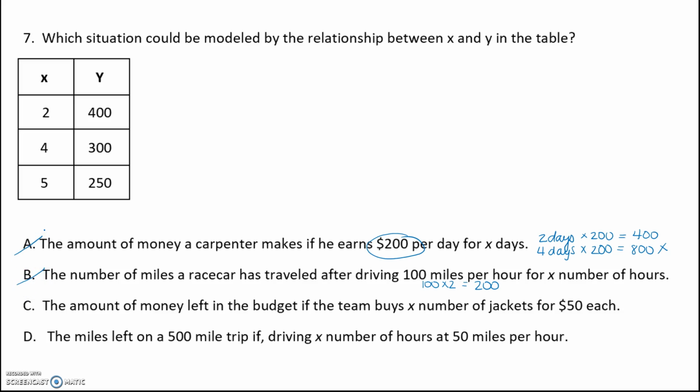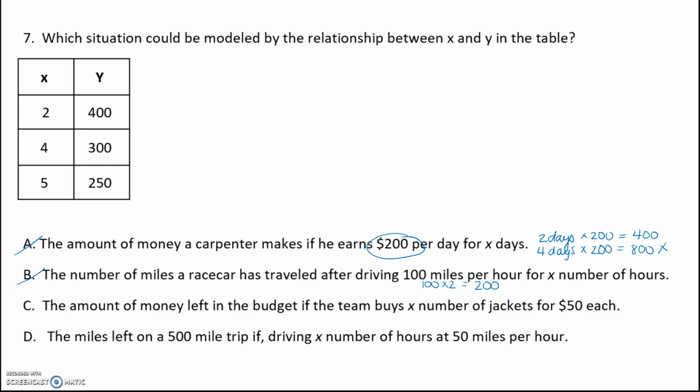Okay, so C and D. So C says the amount of money left in a budget if the team buys X number of jackets for $50. So let's see, if I buy 2 jackets, how much should I have spent? I think 100, right? So, why do I have $400?